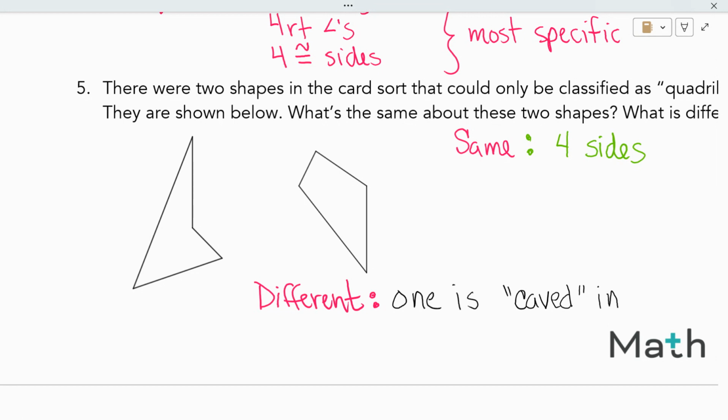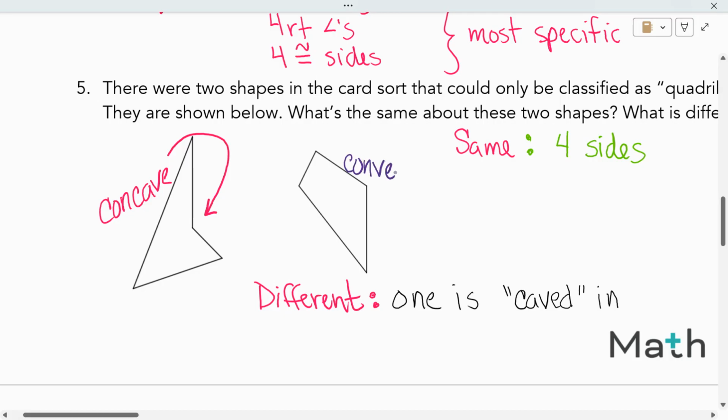It's called concave. Have you ever heard that? This is concave because it's caved in. This one is convex. That's how they're the same and that's how they're different. Okay? So I'm going to talk about the convex shape for a second.